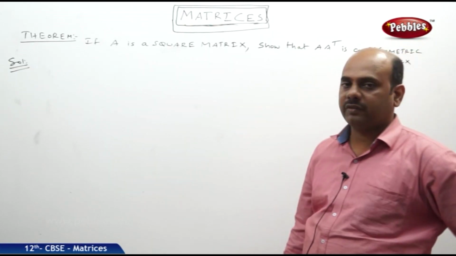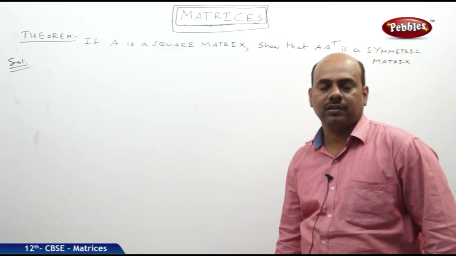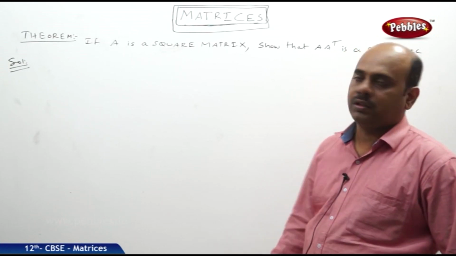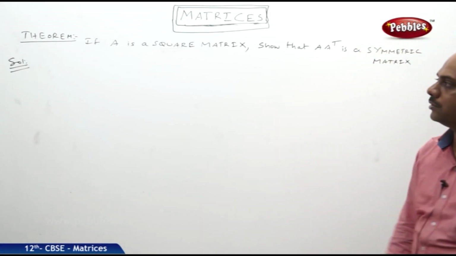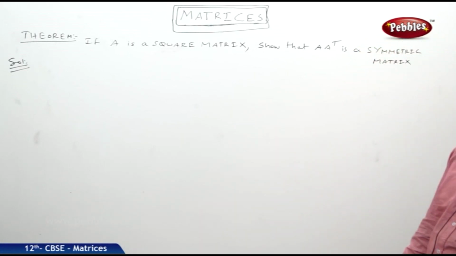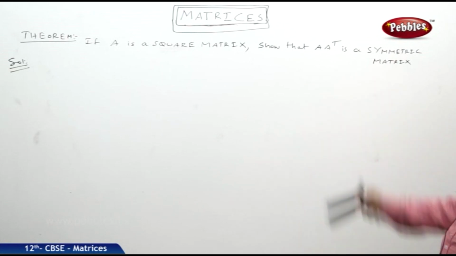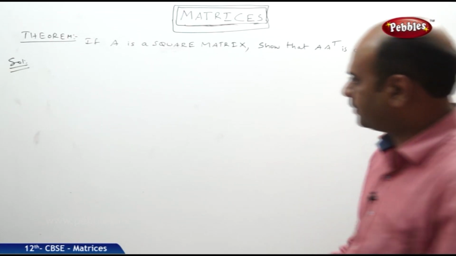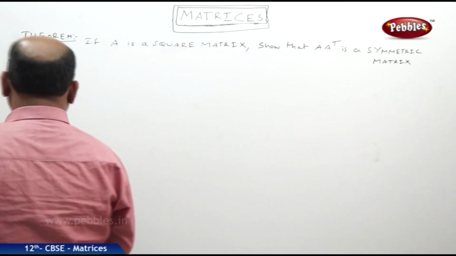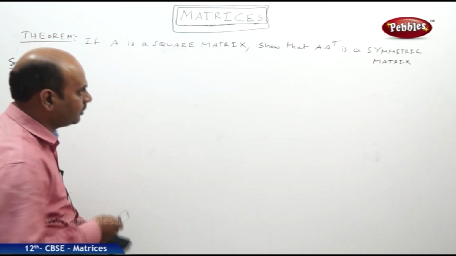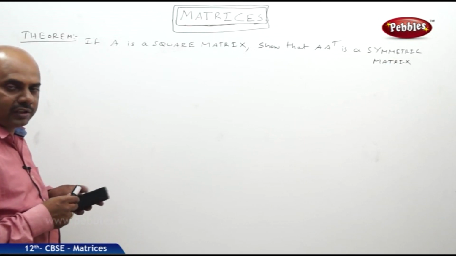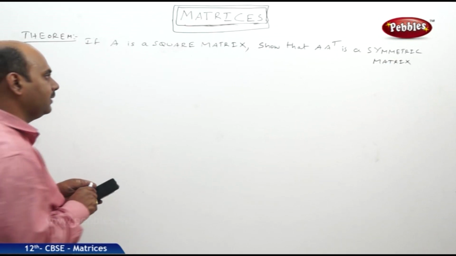Right? Before finishing up the chapter matrices, there are two theorems left for us which are very, very important. So the very first theorem is, it goes like this: if capital A is a square matrix, then we need to show A into A transpose is a symmetric matrix. So just now I said, what do you mean by a symmetric matrix? A square matrix capital A is said to be a symmetric matrix if A transpose is equal to A.